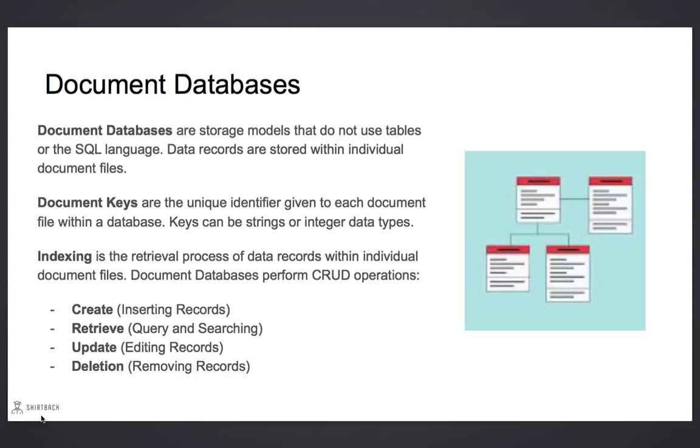Document databases perform traditional CRUD operations. C creates or inserts records. R, retrieve, is the query and searching of records. U, update, edits records. And D, delete, removes records.